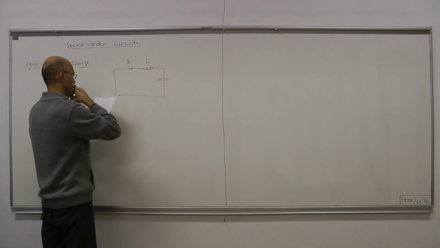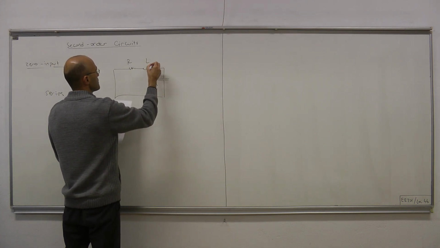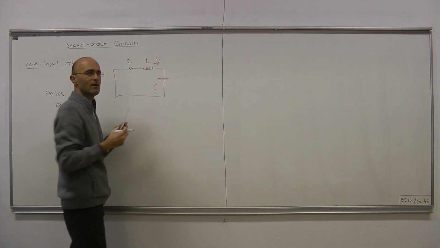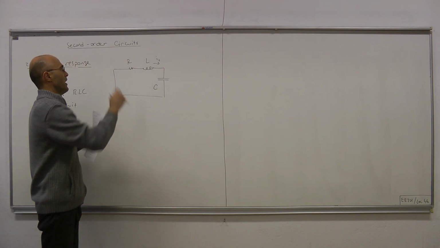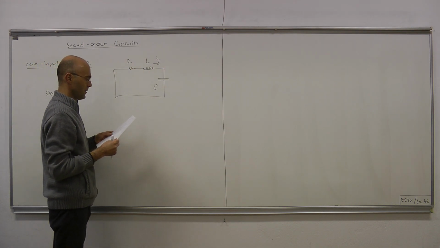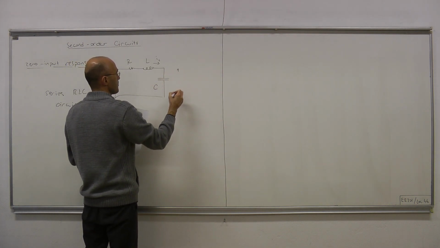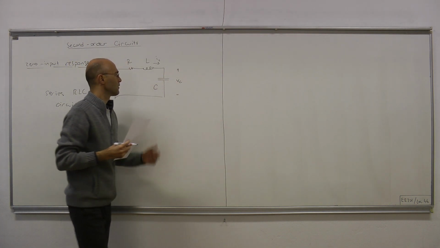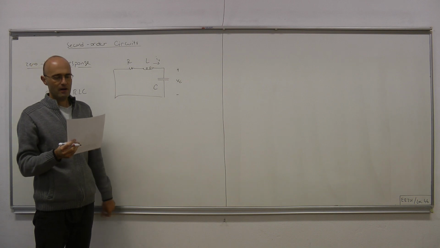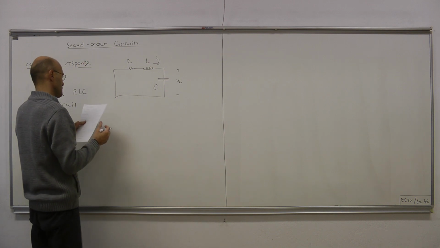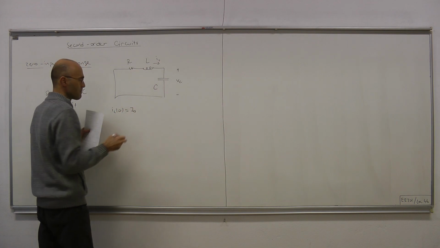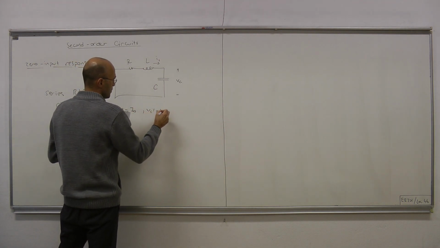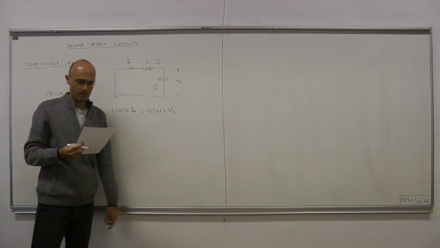R, L, C. Let's call this current IL. Note that there's only one current, so IL visits all the components, and let's call the voltage of the capacitor VC. Initial conditions are given to be IL(0) equals I0, and VC(0) equals V0.